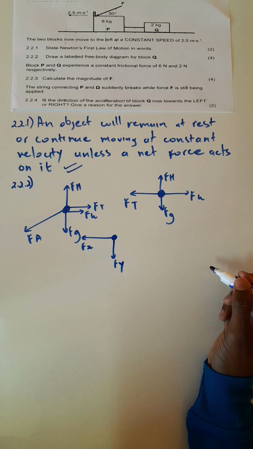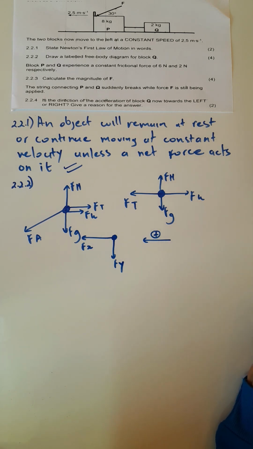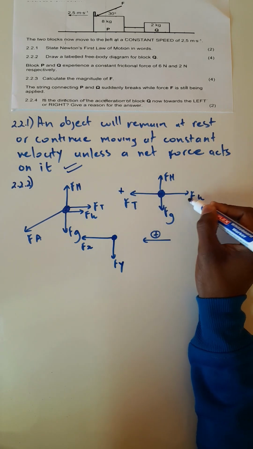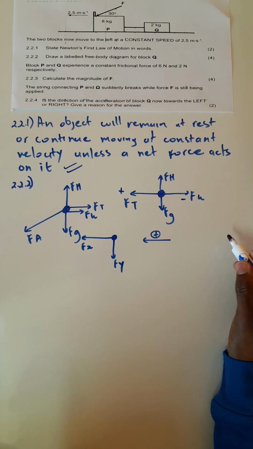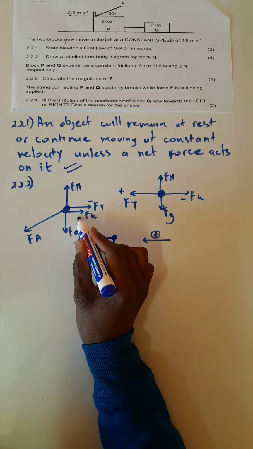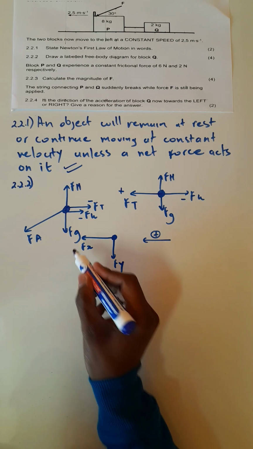So now, what we are going to do is choose a direction. We are going to choose to the left as positive, as the blocks are moving to the left. After choosing left as positive, we assign a direction to our horizontally acting forces. So for Q, the tension that is to the left is positive, but the friction to the right is going to be negative. And for P, the tension to the right is going to be negative, the friction to the right is going to be negative as well, but the applied force, specifically its horizontal component, is going to be positive there.